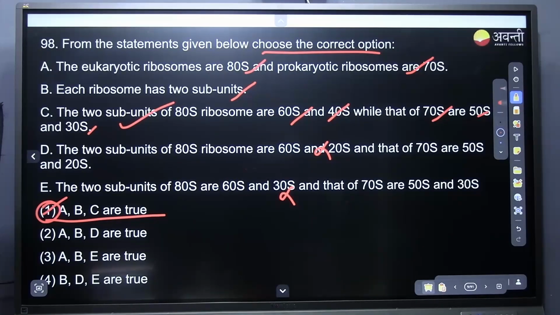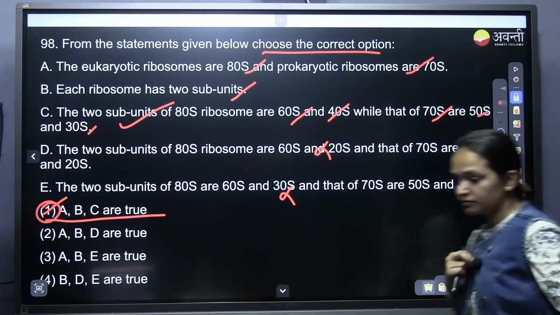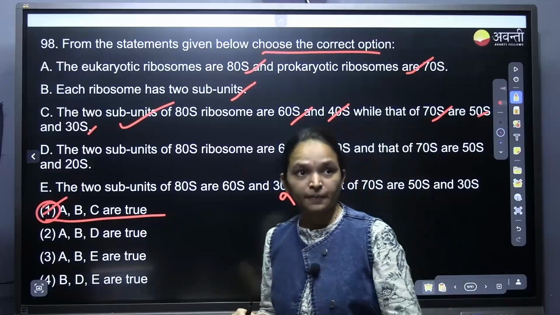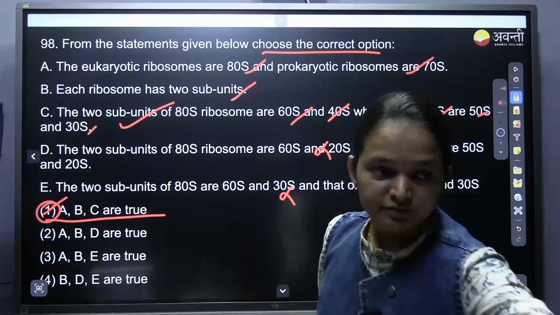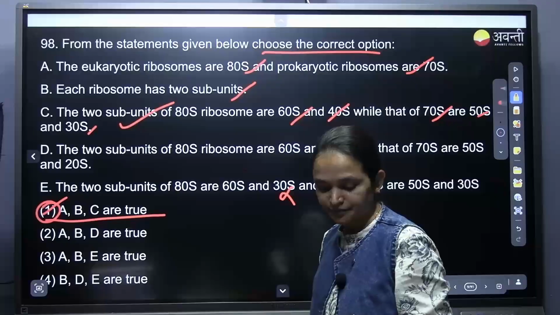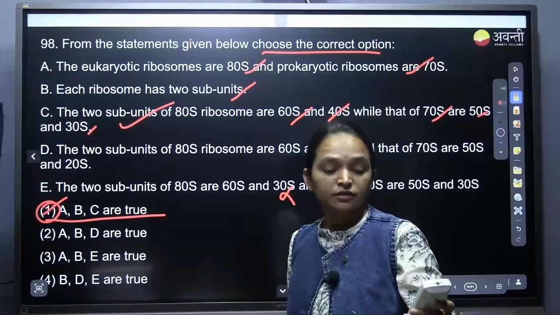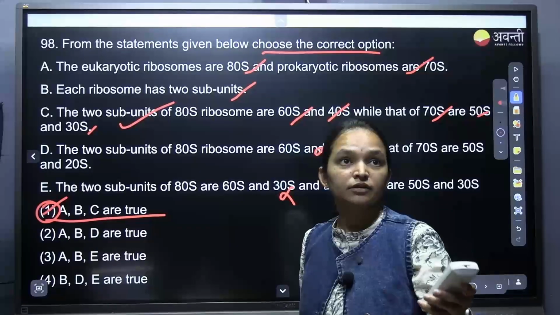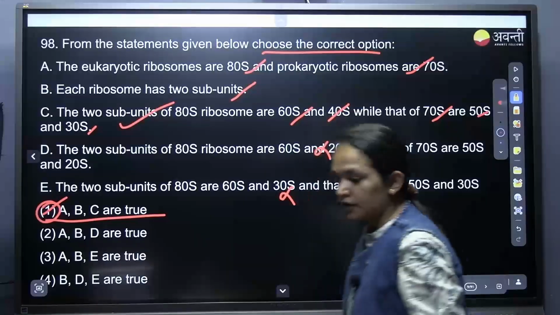Subhash, can you bring the AC remote? Oh, it's cold, huh? No, it's hot. It's okay. Thank you.